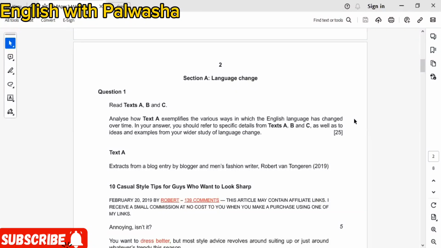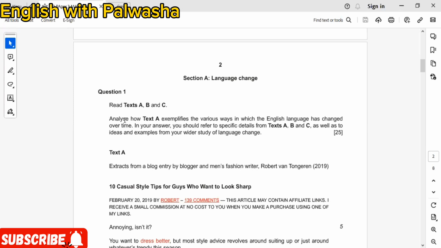Okay, welcome to another session of A Levels Paper 3. And today we will be doing question number 1, Section A, language change, which we are quite familiar with. The marks are 25 divided in both the sections. The total paper is of 50 marks, right?